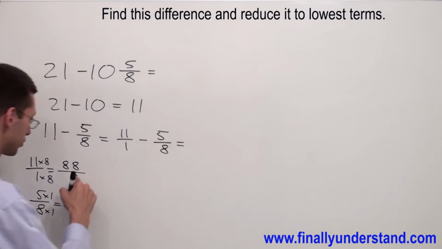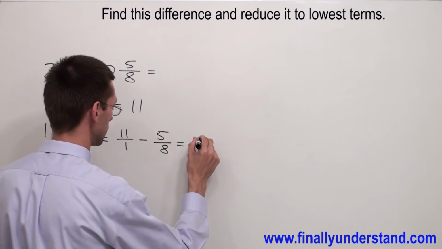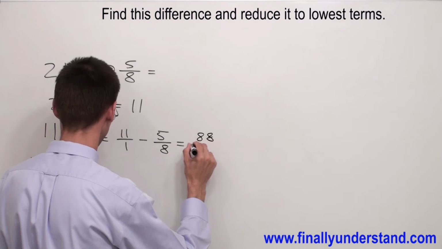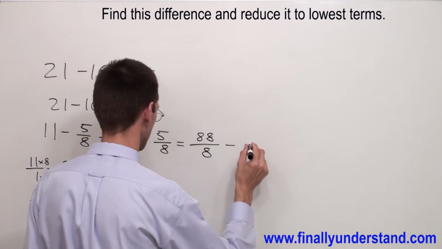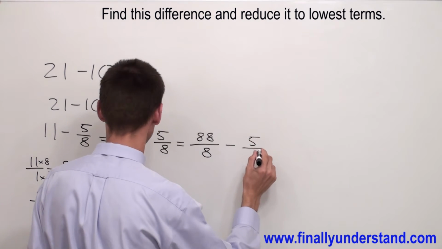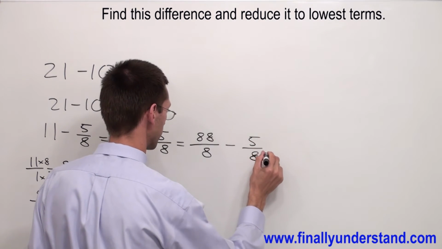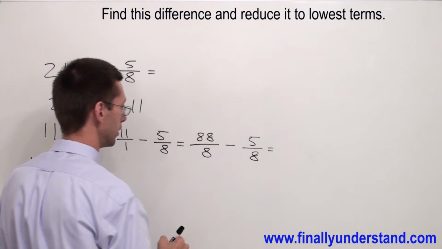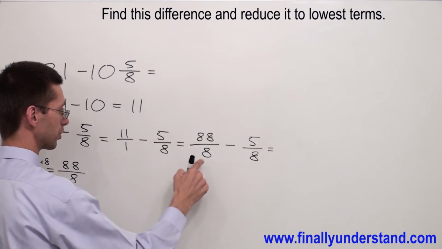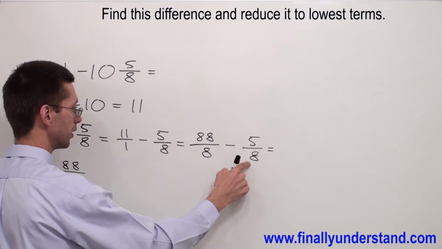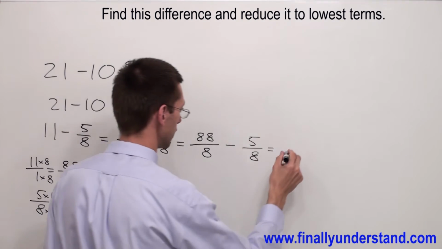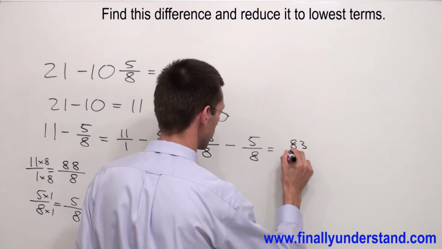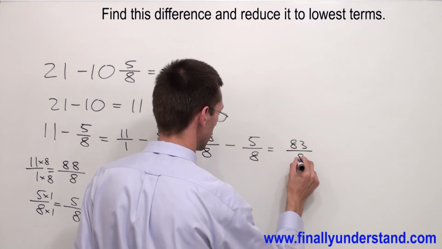I'm going to copy these fractions into my equation. That's why I'm going to have 88 over 8 minus 5 over 8. Now I can perform the subtraction because I have a common denominator. 88 minus 5 is 83 over 8.